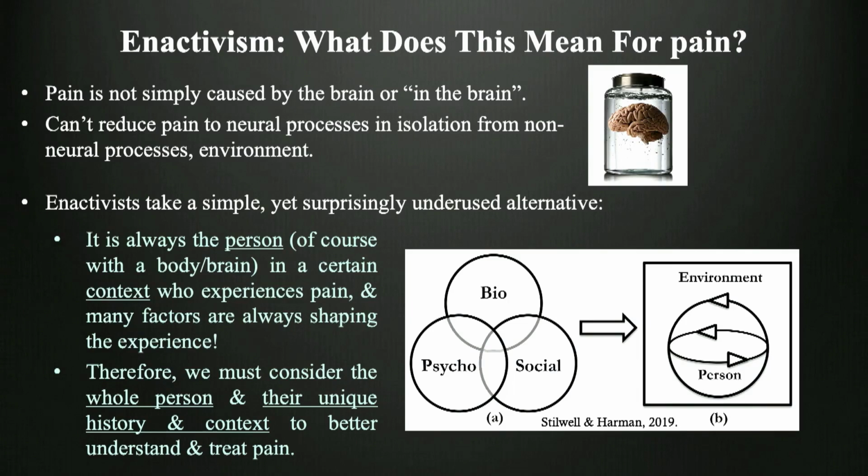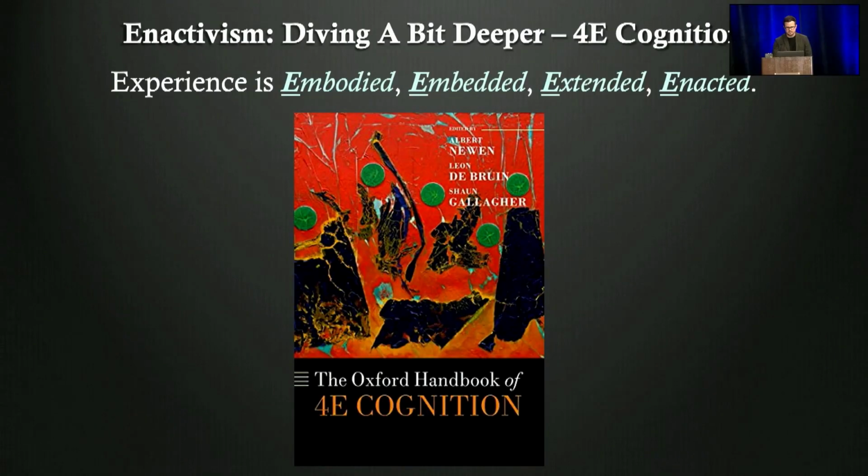So we're not splitting it up into these different domains. Instead, we're striving to consider the whole person in interaction with their unique context. So that was kind of broad strokes, giving you a little bit of a flavor of enactivism. But I think we can dive a little bit deeper into something called 4E cognition. So that's something that enactivists typically rely on in terms of theory to express some of the more nuanced aspects of enactivism. So the 4Es, there's things that start with E.